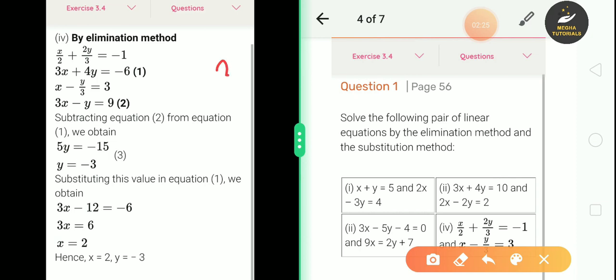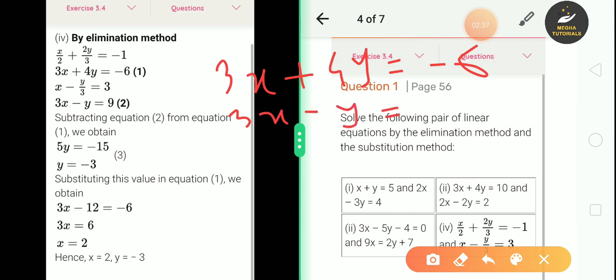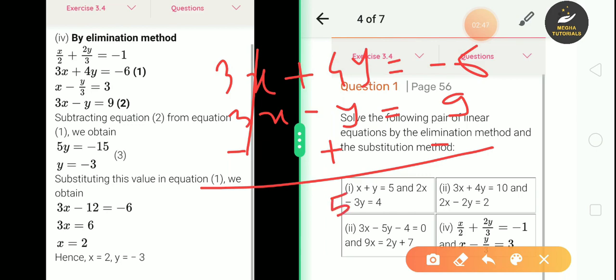So equation 1 is 3x plus 4y is equal to minus 6, and equation 2 is 3x minus y is equal to 9. Change sign, so minus plus minus. 3x minus 3x cut, 4y plus y is 5y, minus 6 minus 9 is minus 15. So this step gives 5y is equal to minus 15. In the next step, transpose 5 to the right hand side, so we get y is equal to minus 15 upon 5, which is minus 3. Therefore the value of y is equal to minus 3.